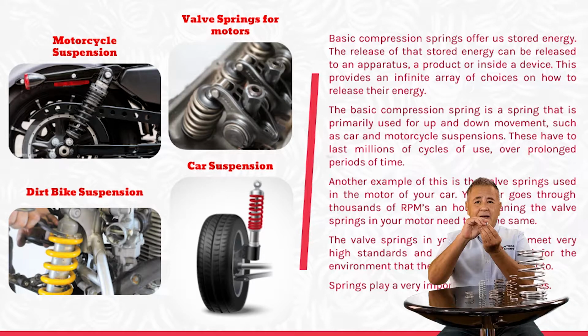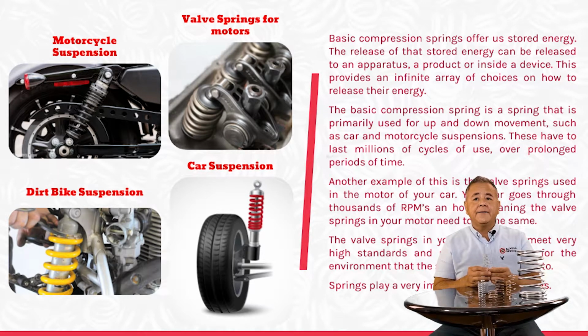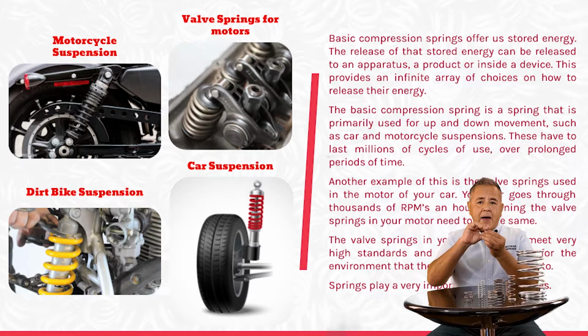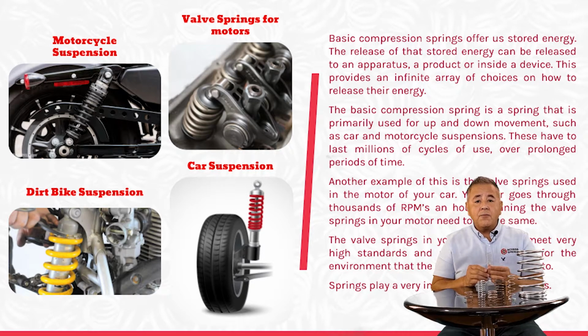The next slide we're covering: basic compression springs offer stored energy. The release of that stored energy can be released into an apparatus, a product, or inside of a device. This provides an infinite array of choices on how to release their energy. The basic compression spring is primarily used for up and down movement, such as a car or a motorcycle suspension. These have to last millions of cycles of use over prolonged periods of time.